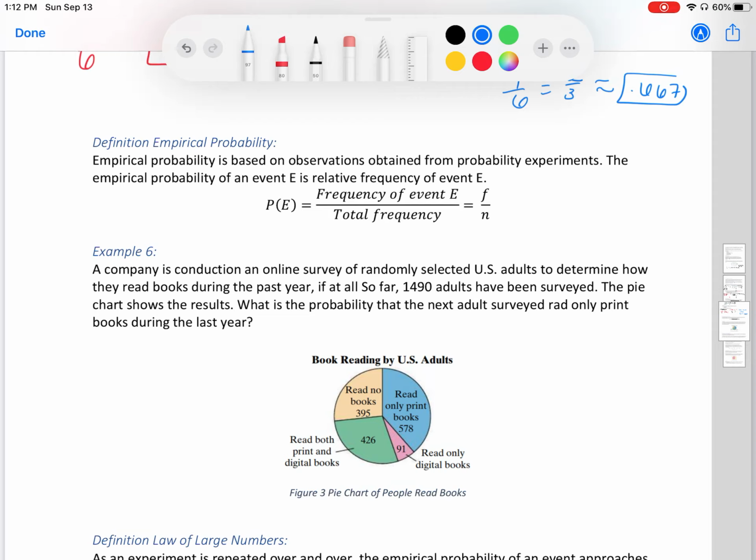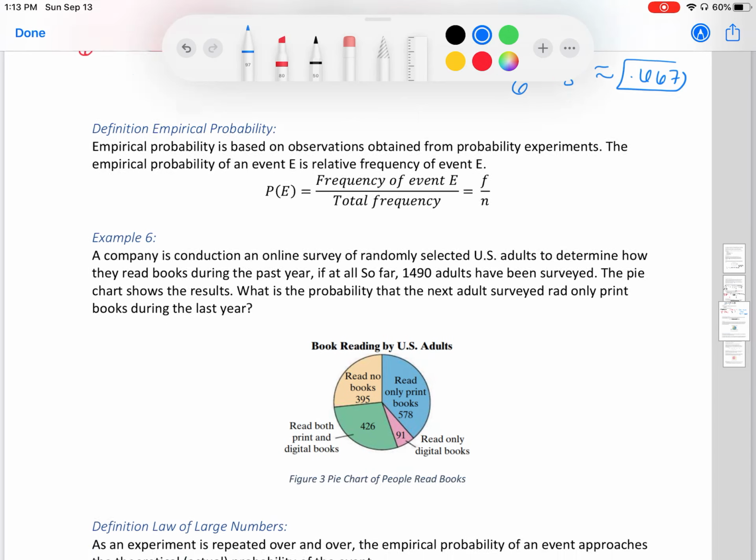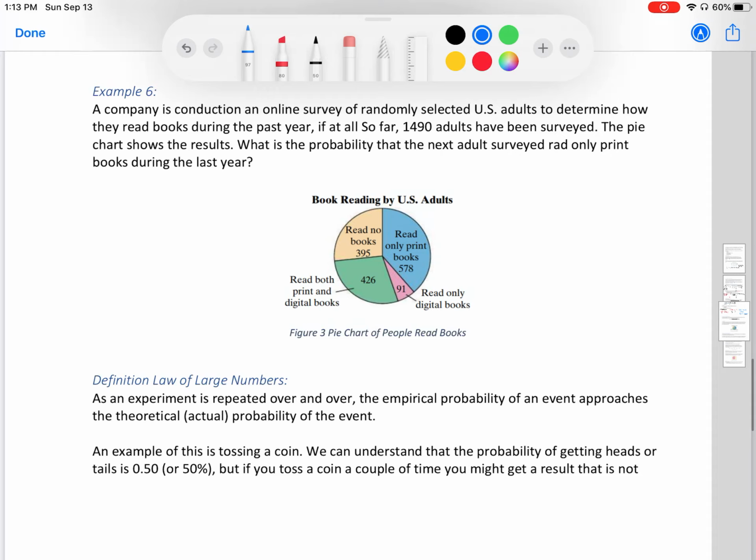Next, definition of empirical probability. Empirical probability is based on the observations obtained from probability experiments. The empirical probability of an event E is a relative frequency of event E. So, just as before, it's your part divided by your whole, or your total number.